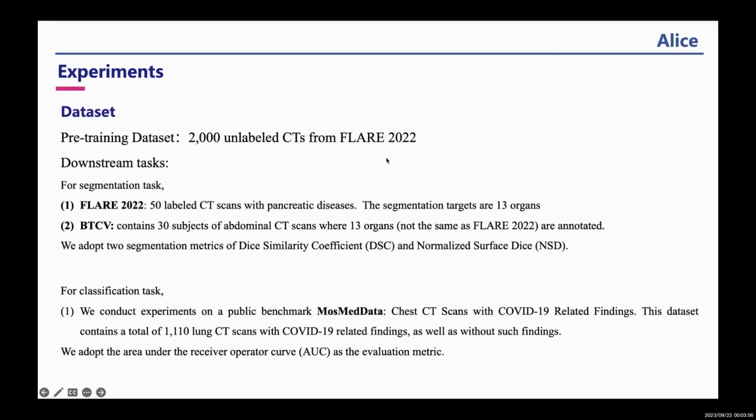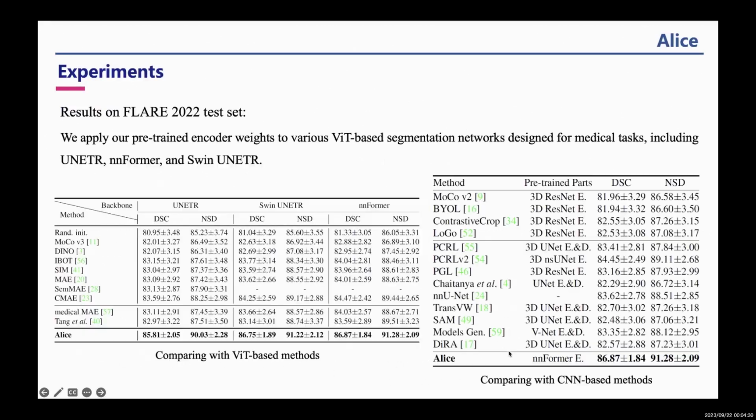ALICE is pre-trained on 2,000 unlabeled CTs from the FLAIR 2022 Challenge. For the segmentation task, ALICE is tested on 2 multi-organ segmentation datasets. We adopt 2 segmentation metrics, the dice similarity coefficient and normalized surface dice. For the classification task, ALICE is tested on a public COVID-19 diagnosis benchmark. We adopt the area under the receiver-operator curve as the evaluation metric.